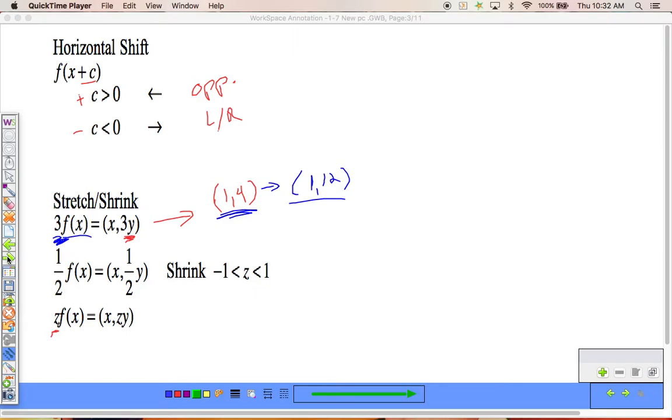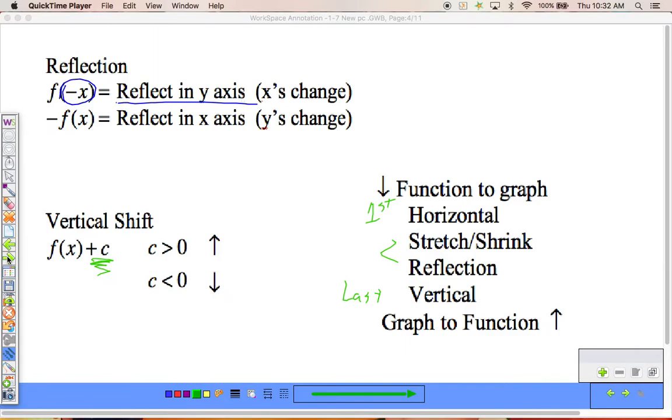This should be a lesson you covered in Algebra 2. As we go through, I'm not going to explain everything. Pause it, write down what you need to, write down your notes. We have a horizontal shift, a stretch and a shrink, a reflection, and a vertical shift.